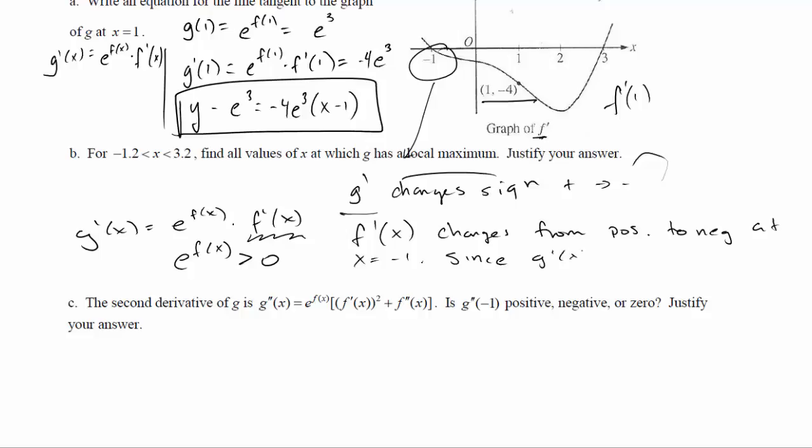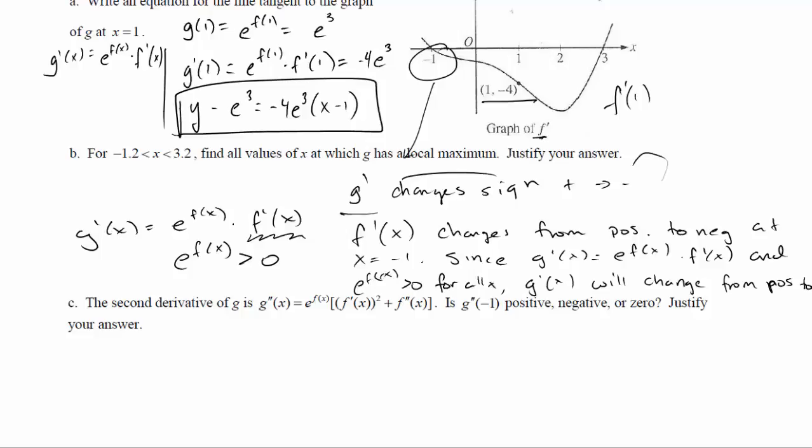Since g prime of x equals e to the power of f of x times f prime of x, and e to the power of f of x is greater than 0 for all x, g prime of x will change from positive to negative at x equals -1.